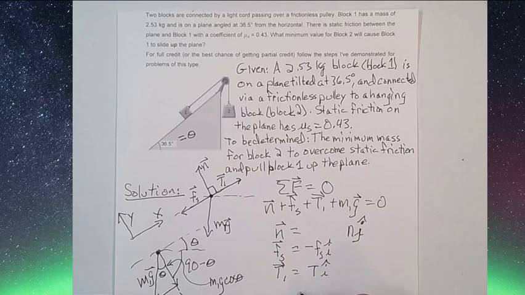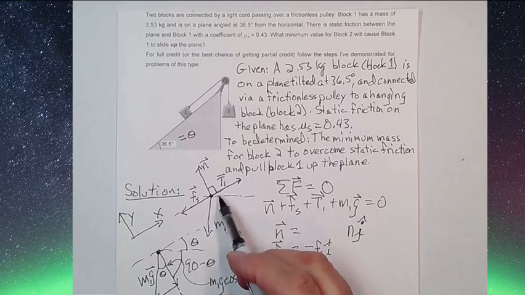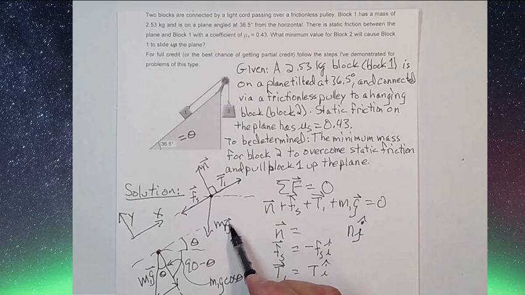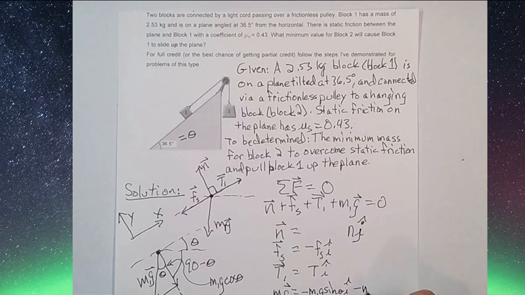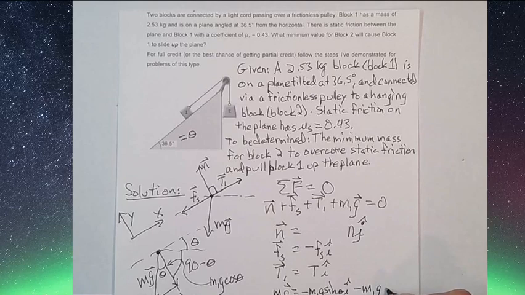And then the weight here. This is something that I noticed people struggling with on the quiz last week, was recognizing that M1G was going to have a component in the minus j hat direction and in the minus I hat direction. So this would be minus M1G sine theta in the I hat direction and minus M1G cos theta in the j hat direction.